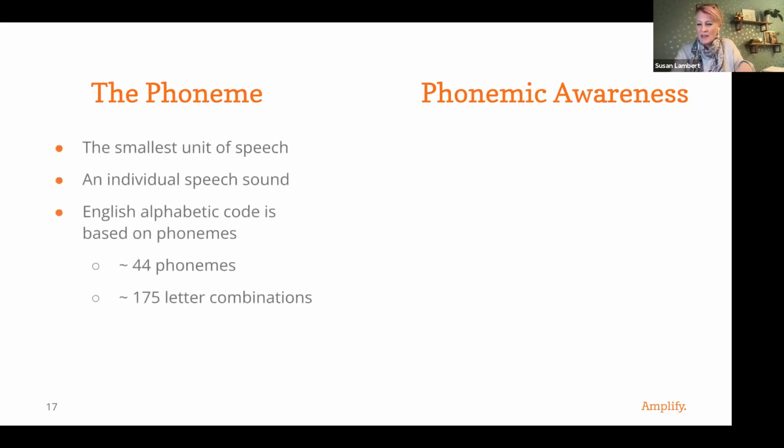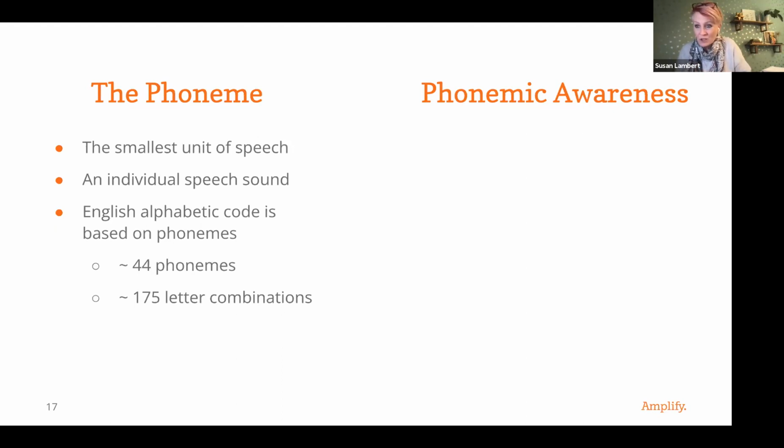What do I mean when I say phoneme? Well, a phoneme is really the smallest unit of speech, or an individual sound of speech. So if you think about the word cat, there are 3 phonemes in that word, k, at. That smallest speech sound is the thing we need to teach kids. And like we said, in English, we're based on phonemes because we're an alphabetic language, right? The letters in our alphabet represent individual sounds. And there's actually 44 phonemes, or 44 individual sounds.